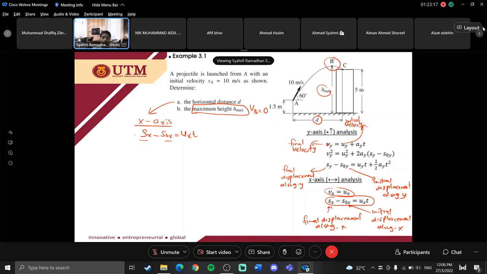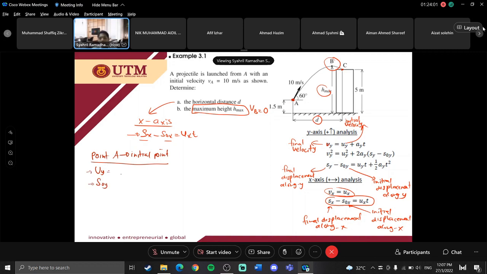In order to use this equation, you need to determine which parameters are known to all of you. First, this is our point A, and this is our point C. The start point, or the initial point, is point A. Why do you need this initial point? Because you need to determine UY and S naught Y.